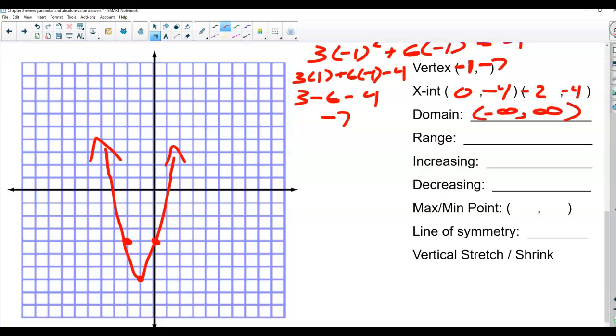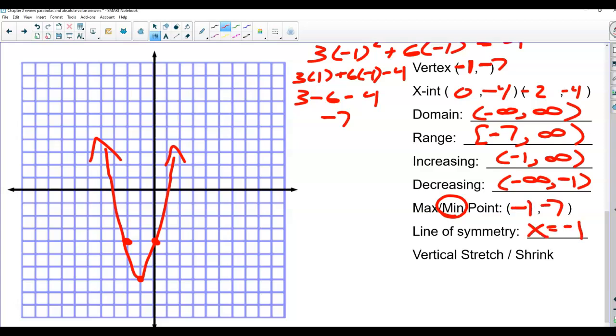My domain, -infinity to infinity, because every domain goes from -infinity to infinity. I can get any number in for x I want. The range, we're going from -7 to infinity. It's going up. Anytime our graph goes up, we're decreasing from -infinity to the x-coordinate of the vertex, which means I'm increasing from the x-coordinate of the vertex to infinity. Max min point, since it's opening up, it's a min point, and -1, -7.